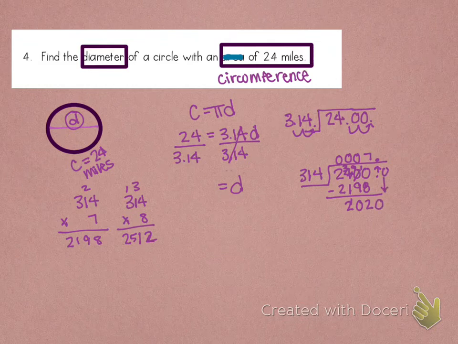And so we're going to go to the 10th place value. So 314 times 6. 6 times 4 is 24. 6 times 1 is 6 plus 2 is 8. 6 times 3 is 18. So 6 times is 1884.